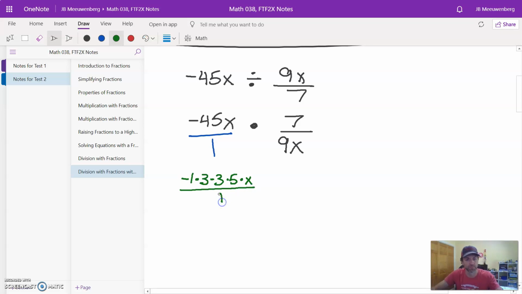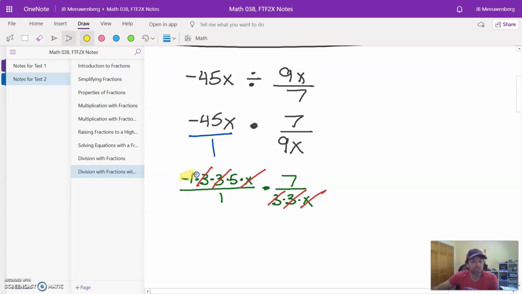Over 1 times 7 on top, that's a prime number. And 9x can be rewritten as 3 times 3 times x. Okay, so I did all 4 parts. Factor them into prime numbers, and now we cancel. Again, by doing the negative 1 as its own number, as its own part of the factorization, we're not going to lose it along the way. From left to right across the top, we're going to cancel 3 with the 3, 3 with the 3, x with the x, and that's it.